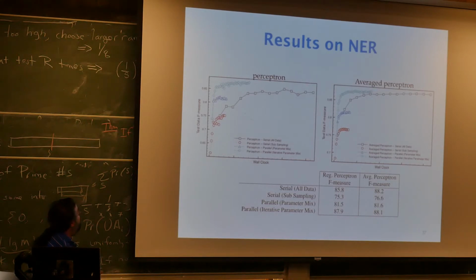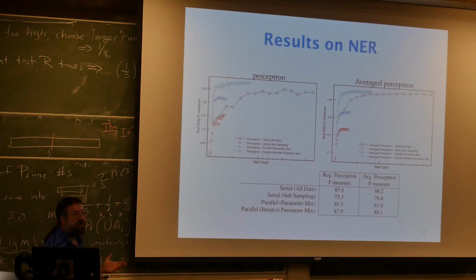The x-axis here is wall clock time, and the y-axis is the accuracy. One baseline is you just run one perceptron on one machine. As you run it, it improves in accuracy more and more. Those are the black lines right here. The average perceptron actually performs better. Then here's another baseline: you just run one perceptron on one shard. Of course that's really fast, but it's not going to do that well. You can see that's where it ends up. These blue triangles are the first baseline.